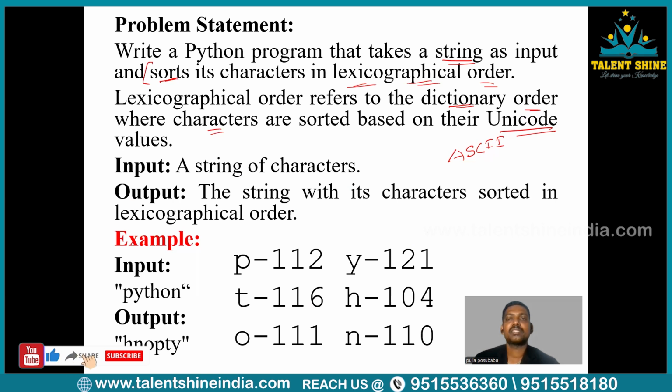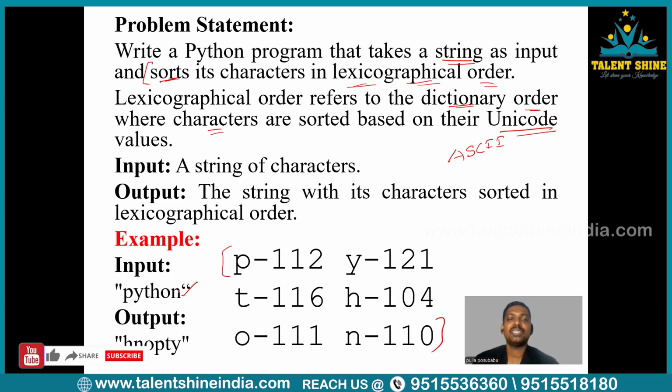I hope you could understand. ASCII is a subset of Unicode, so whatever characters have ASCII values, you could see in Unicode as well. I hope the idea is clear. Now let's see the sample input provided here, that is Python. For better understanding, I have given each character's ASCII value. In the string given by the user, Python, I have taken every character and written its ASCII value here.